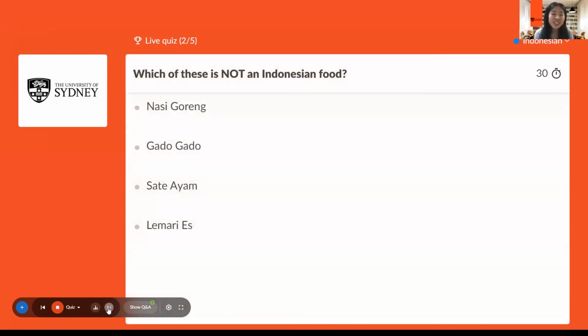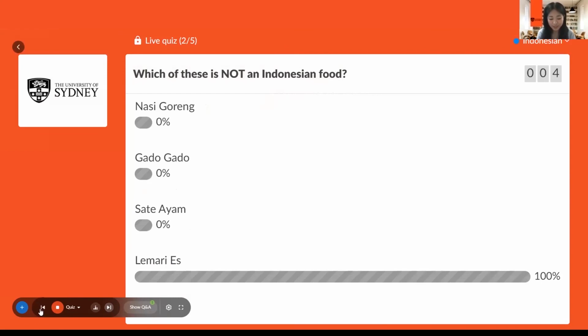So which of these is not an Indonesian food? I wonder if any of you guys have heard of these or even tried these. Is it A, nasi goreng? Is it B, gado-gado? Or C, satay ayam? Or is it D, lemari es? Yep, and we'll go to the answer.